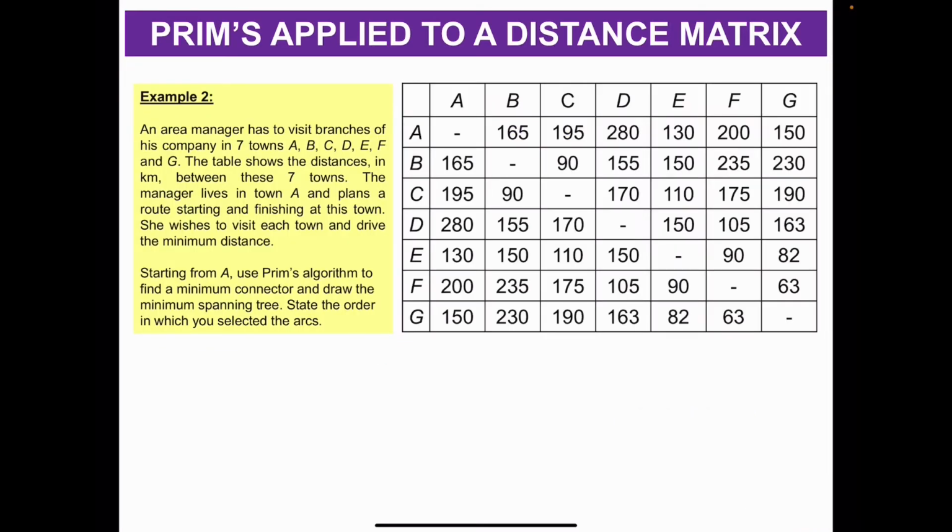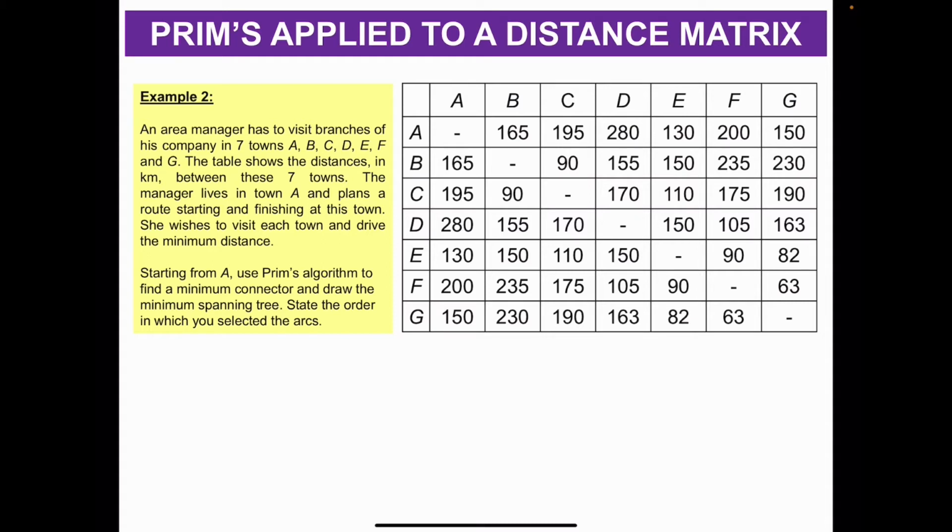So let's look at the second question. In this case, A, B, C, D, E, F, G, that means 7 vertices, represents 7 towns. And the table shows distances between these 7 towns in kilometers. The manager lives in town A and plans to start and finish, obviously, at home, and she wishes to visit each town and drive the minimum distance.